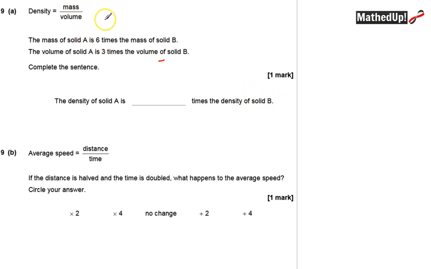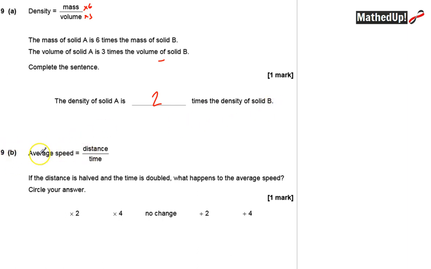If I multiply the mass by 6, and I multiply the volume by 3, if that's 6 times as big and that's 3 times as big, 6 divided by 3 is 2, so that tells me my density must be 2 times as big. So the density of solid A is 2 times the density of solid B.